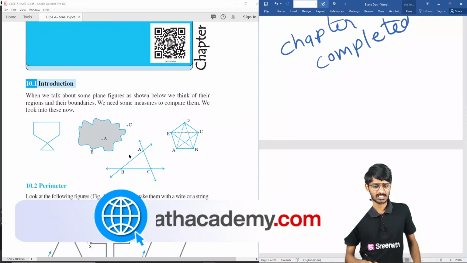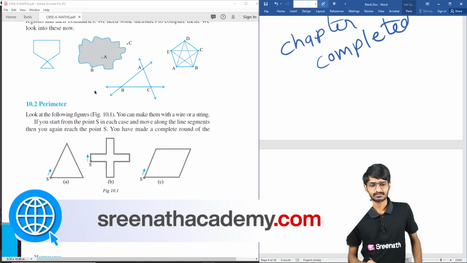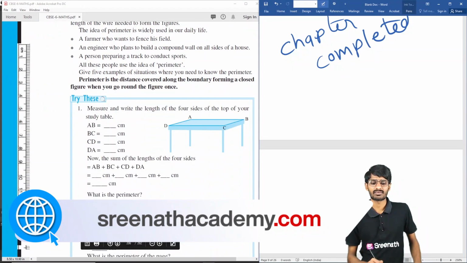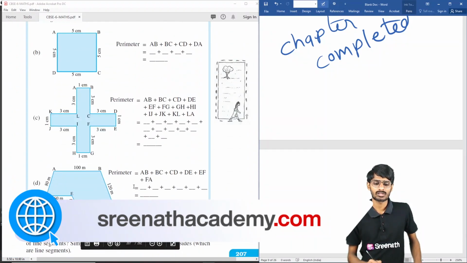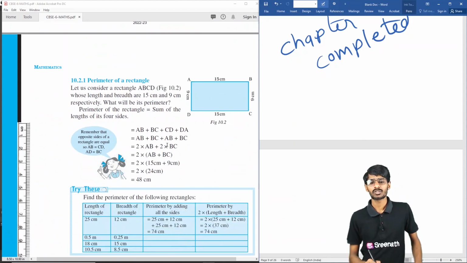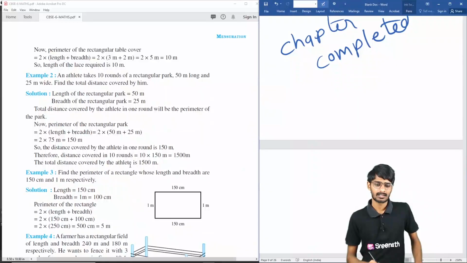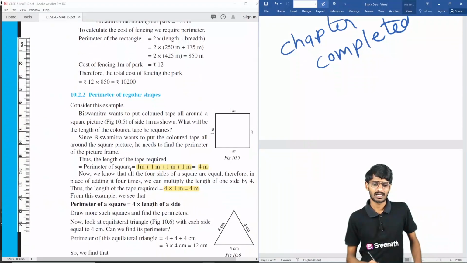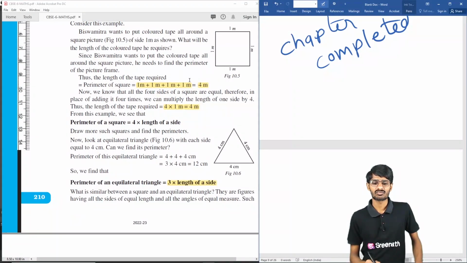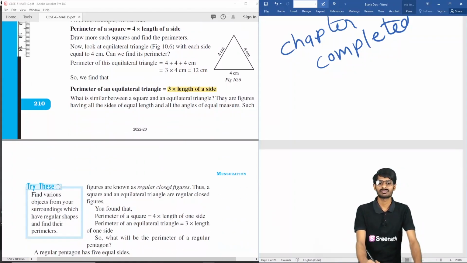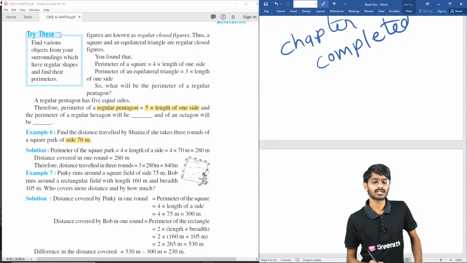We will see the summary of this chapter. Mensuration is the chapter, and perimeter is the distance covered along the boundary of a closed surface. We discussed the perimeter of a rectangle, which is 2 into length plus breadth, and we solved some problems. The perimeter of a square is 4 into the length of any side. The perimeter of an equilateral triangle is 3 into the length of any side, and the perimeter of a regular pentagon is 5 into the length of one side.